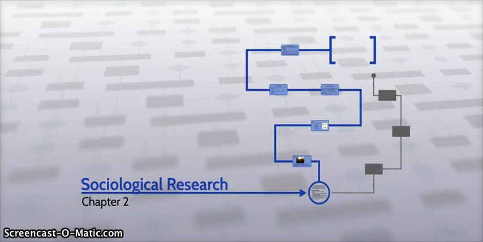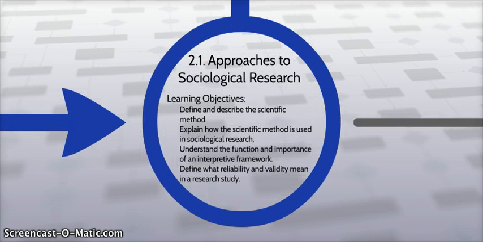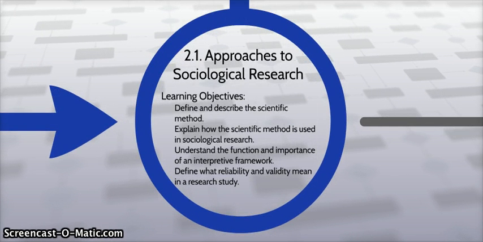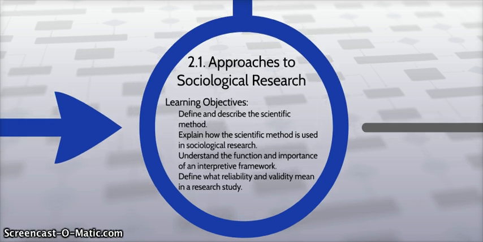All right, this is Chapter 2, Sociological Research. This goes along with Unit 1 and Chapter 1, An Introduction to Sociology. Our learning objectives for Section 1, Approaches to Sociological Research, are to define and describe the scientific method, explain how the scientific method is used in sociological research, understand the function and importance of an interpretive framework, and define what reliability and validity mean in a research study.